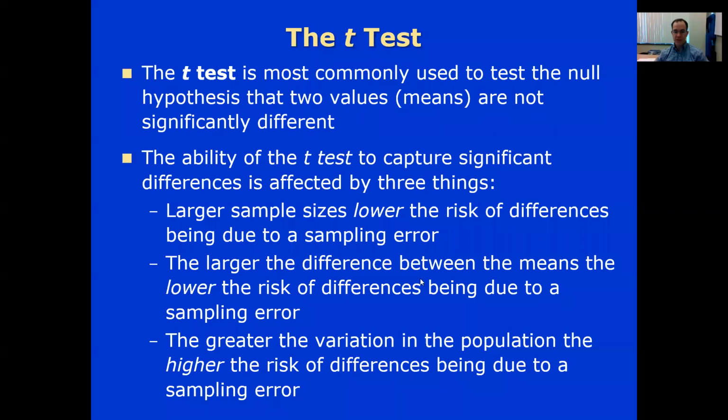Now, the last is that the greater the variation in the population, the higher the risk of differences being due to a sampling error. So the more heterogeneous they are, the greater the chance that you'll have greater variability in the sample. So if you have a more homogeneous sample to draw from, you can be assured that you reduce the differences due to sampling error. So again, the population you're going to draw from is going to be important in terms of reducing the sampling error.